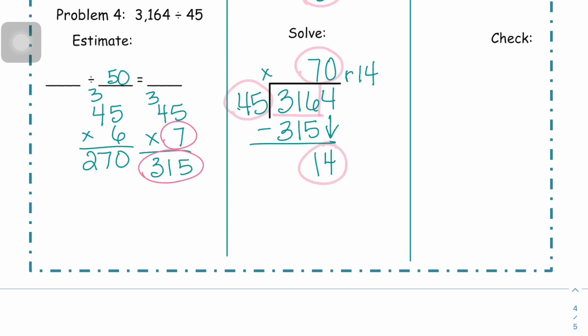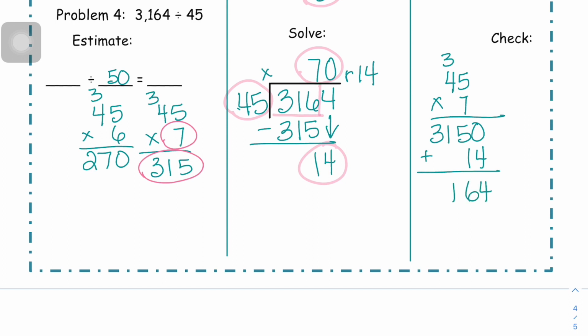And I'm going to check this problem. So 45 times 70, the easiest way to do that, take off the 0 and put it back on, right? Yeah. So 3,150 plus 14 gives me 3,164. And that's the number I started with.